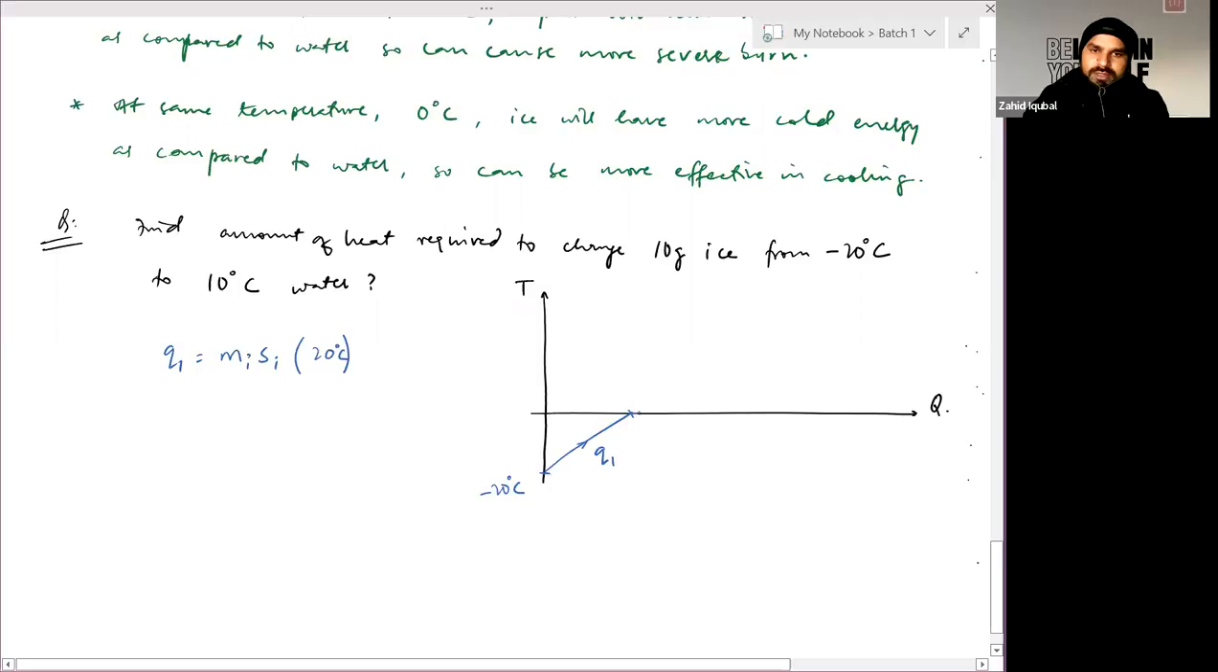Further, if you supply heat, it will convert state from ice to water. This heat will be termed as latent heat of fusion. So Q2 will be equal to mass of ice times latent heat of fusion constant. Further, it has to increase its temperature to 10 degrees Celsius. Let's say this is Q3. So Q3 will be equal to mass of ice, which has converted into water, times specific heat capacity of water, times change in temperature, 10 degrees Celsius.